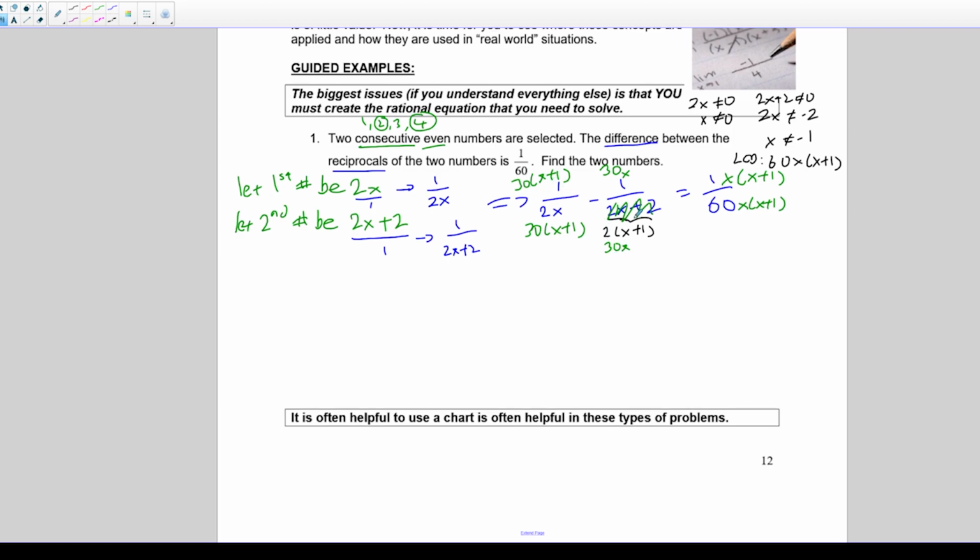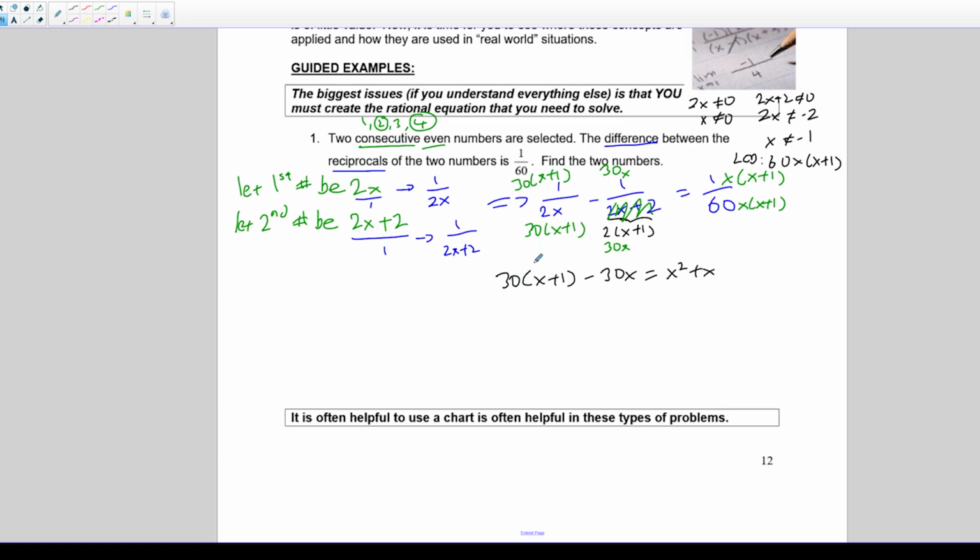So 30 times x plus 1 times 1 is just going to be 30 times x plus 1. I'm going to subtract 30x times 1. That's just going to be 30x. And that's equal to 1 times x plus 1. I'm just going to simplify that first. X squared plus, oops, not 1, x squared plus x.